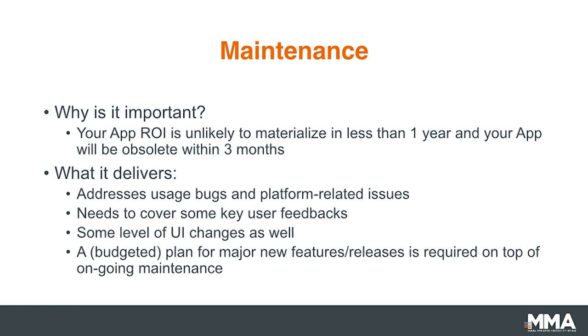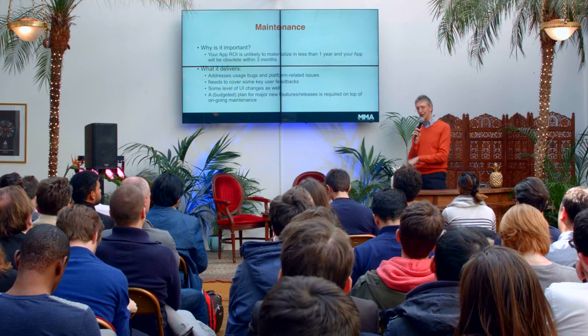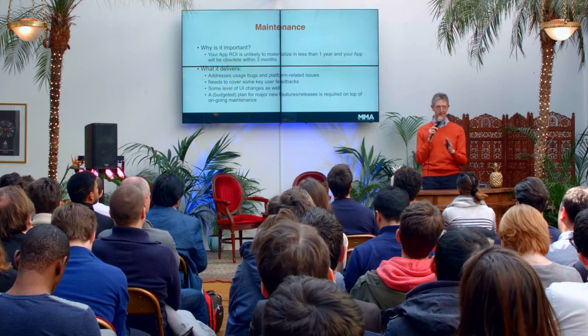Talking about maintenance, we talk about maintenance as well. There as well, it's very important because you're going to have to iterate a lot about what your app is doing and move your app forward. And believe it or not, your app is going to be obsolete within 3 months, either because of you, because of your competitors, or because of the operating system. So you're going to have to do something with your app. And I don't want to discourage you, right? But I would tend to say that it's very, very unlikely that your ROI on your app is going to materialize in less than a year.